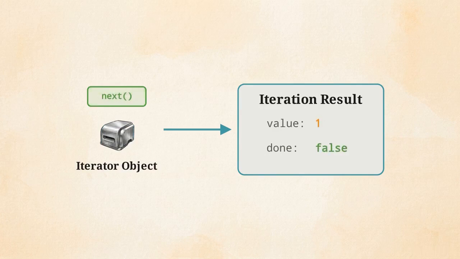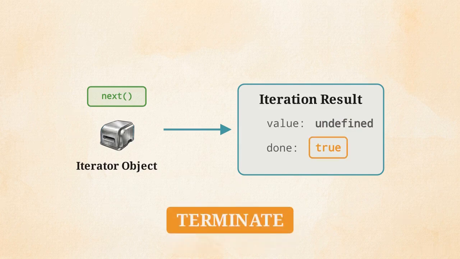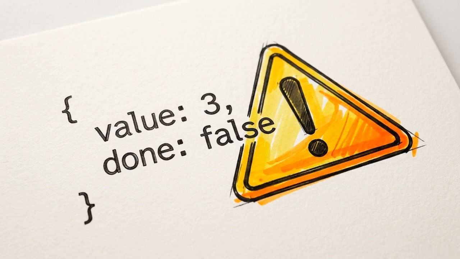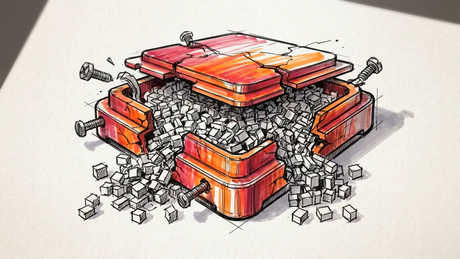As the loop progresses, the value updates with new data, while done remains false. In the final cycle, the value becomes undefined, and done flips to true, signaling the engine to terminate the loop safely. Failing to return done true is a common error. Without that signal, the loop never terminates, creating a silent memory leak that can crash the main thread.